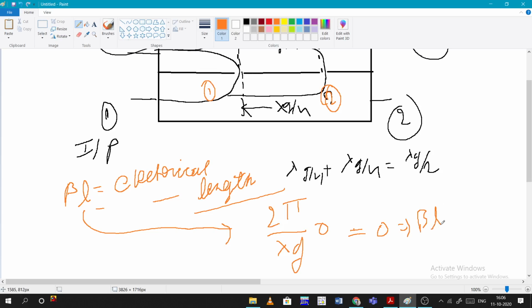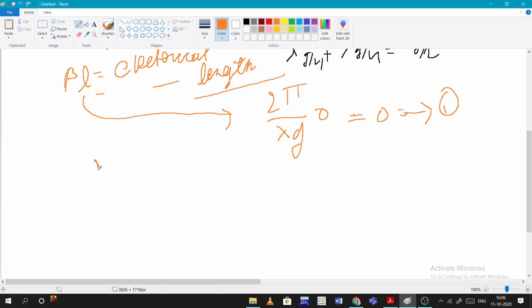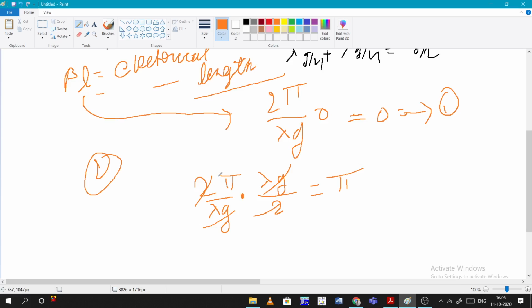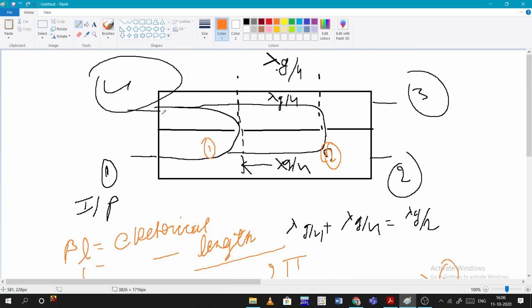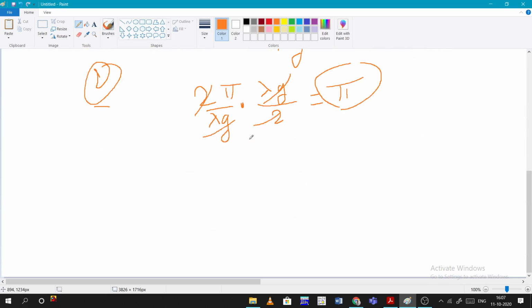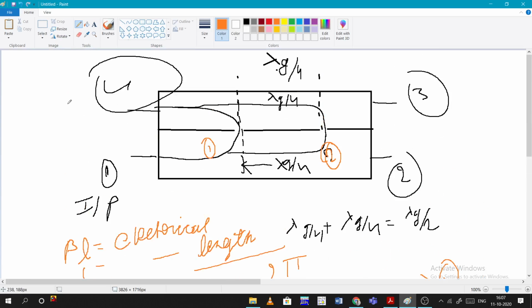For the second wave, beta L will be 2 pi by lambda g into lambda g by 2. Lambda g cancels, 2 cancels, and you get pi. If you observe, signal 1 has 0 degrees of phase shift, but signal 2 has a phase shift of pi, that is 180 degrees. That means they are totally opposite to each other. So when they combine in this fourth port, the total net will be 0. That's why this port is called the isolated port.